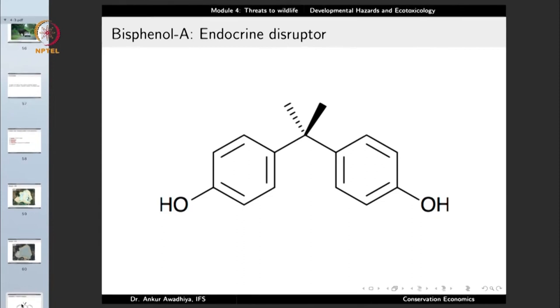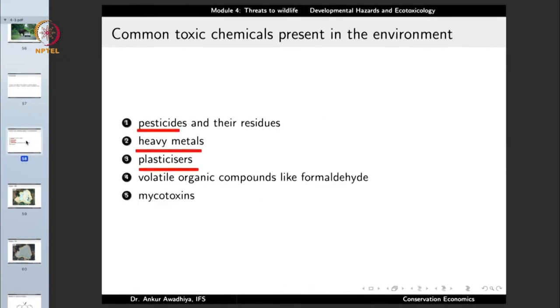Now, bisphenol A is a plasticizer that is added to plastics to make them more supple and more transparent, but it acts like hormones in the bodies of different organisms. It disrupts the functioning of the endocrine system in different organisms. And ecotoxicology will try to study what the impact of this chemical is on different organisms at different scales.